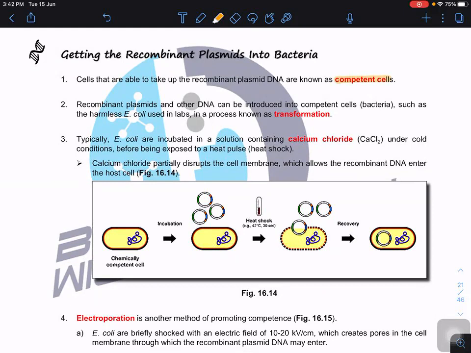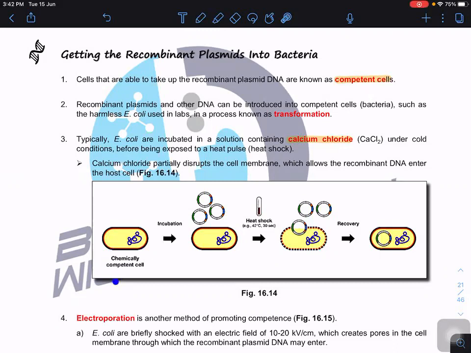First, we can use calcium chloride solution. We give the cold and then expose to a heat pulse. Now heat pulse is not heating for very, very long. It's just a few seconds. We heat shock it for 30 seconds in this case, allowing it to depolarize the membrane, which allows this plasmid to enter into the cells. Can you see that?